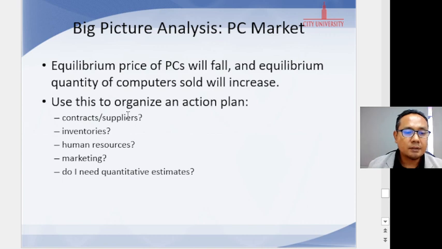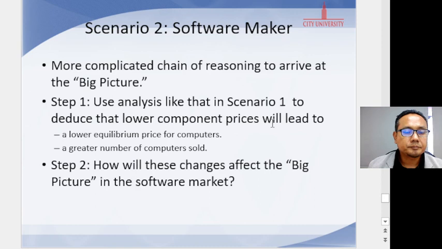So use this to organize an action plan. Who are the subcontractors or suppliers? How about inventories? How about our human resources, marketing, and do I need a quantitative estimate or not? In the second scenario, for the software maker, there are more complicated chains of reasoning to arrive at the big picture. In the first step, maybe you can use analysis like that in scenario 1 to deduce that lower component prices will lead to a lower equilibrium price for computers and a greater number of computers sold.